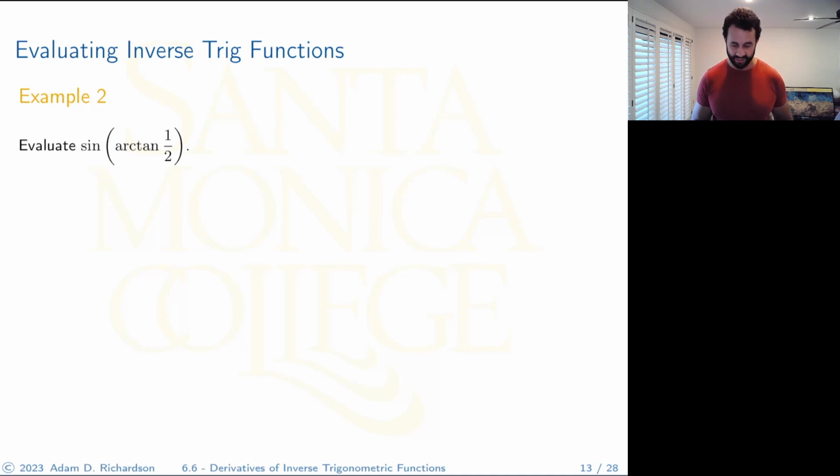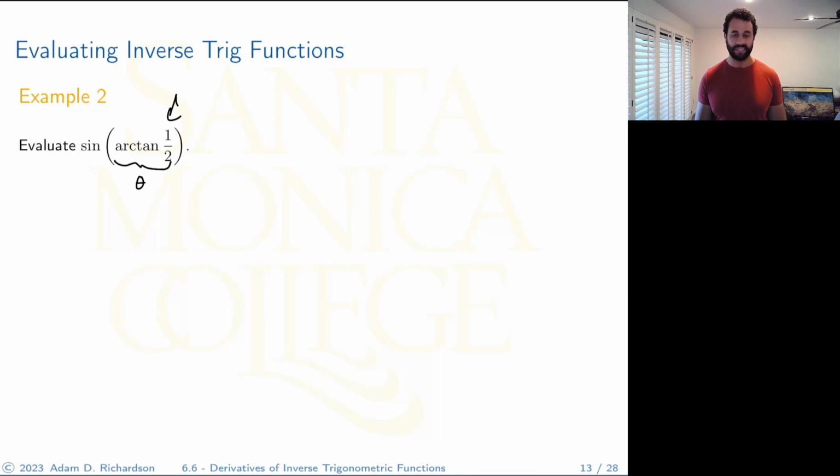So what we're trying to do is this. We're trying to evaluate the sine of arctangent of 1/2. And I would say the first thing you've got to realize is that arctangent of 1/2, that's an angle. So we're trying to compute sine of an angle. But what angle are we trying to find the sine value of? We're trying to find the sine value of the angle whose tangent is 1/2. That's what this means. Arctangent of 1/2 is the angle whose tangent is 1/2. Once we find that angle, then we can compute the sine of that angle.